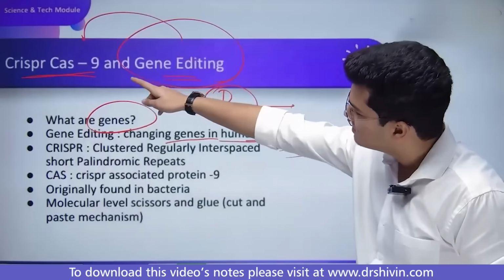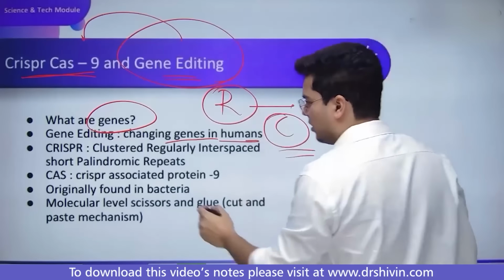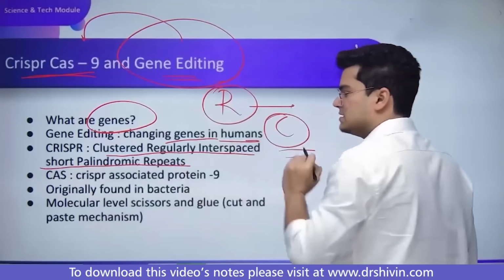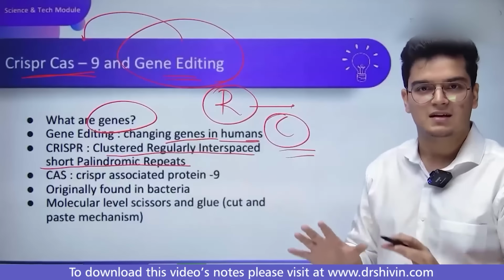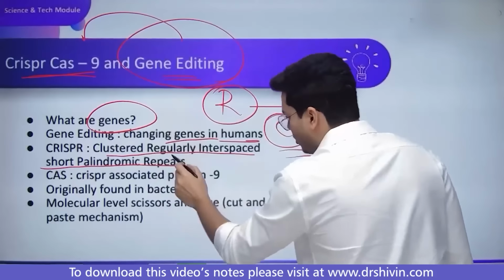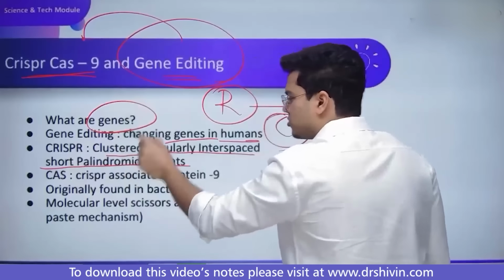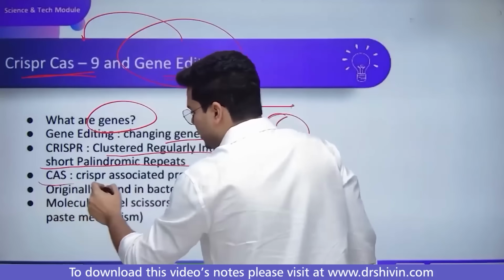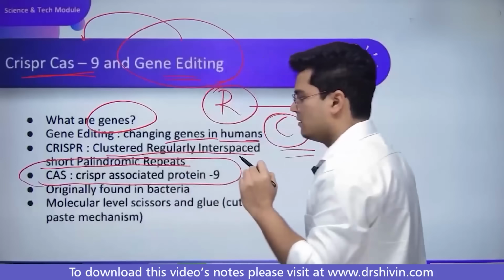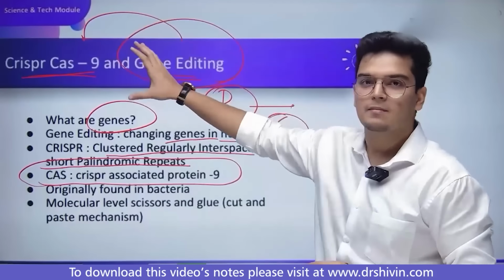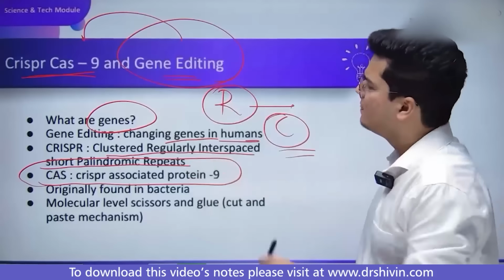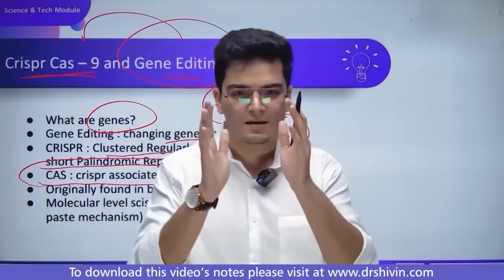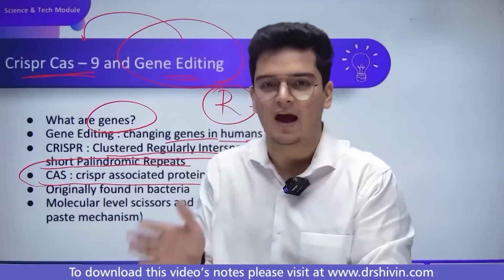Now what does CRISPR stand for? CRISPR stands for clustered regularly interspaced short palindromic repeats. Don't get scared, we will discuss this in detail. And what does Cas9 stand for? Cas9 stands for CRISPR associated protein 9. Now this system CRISPR-Cas9, I am going to explain in detail. This system is basically a molecular scissor. It can cut something and paste something.